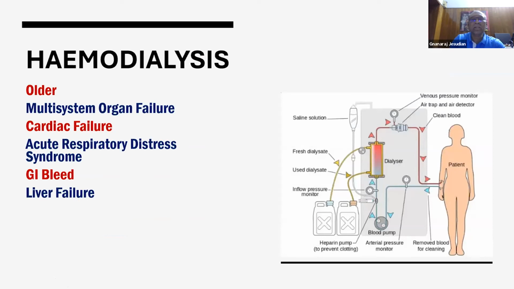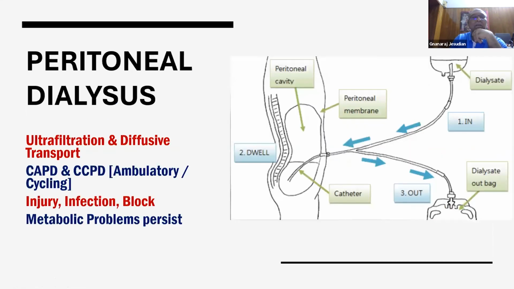And generally, hemodialysis is preferred for older people, and if there is multi-organ failure and they need quick correction of the various problems, and if they also have associated respiratory distress or GI bleed. But the problem with hemodialysis is that you need to be near a place where hemodialysis is possible.